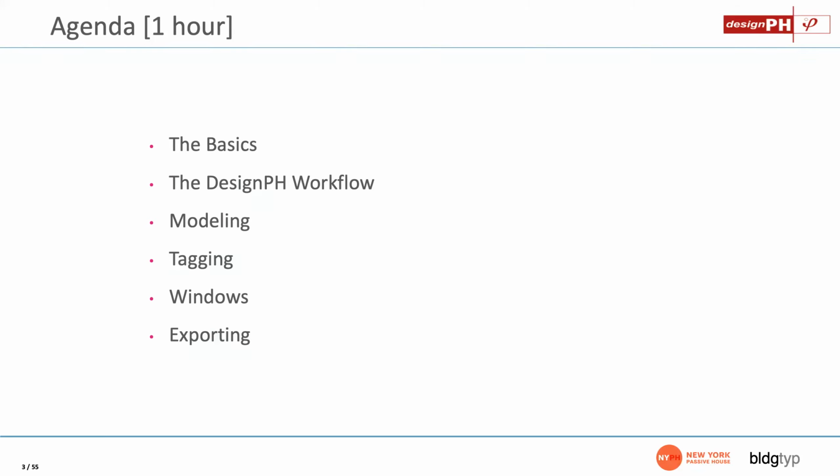In particular, we'll take a look at some of the basic modeling procedures, rules of the road, best practices that we would employ when modeling for DesignPH. We'll talk about tagging and associating geometry with parametric information. We'll talk about windows in particular, because they're kind of unique in the DesignPH ecosystem. They're a little bit weird. And then lastly, we'll touch on how we export data from DesignPH out into our PHPP energy model. So that's our agenda here for today.